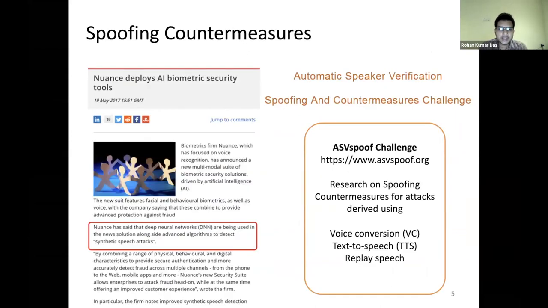In this regard, the research on spoofing countermeasures has gained attention across the last couple of years. Even some industries have deployed spoofing countermeasures along with their voice biometrics to enhance security against such attacks. Apart from that, the ASVspoof Challenge series also tries to promote research on countermeasures, especially on the attacks that are derived by voice conversion, text-to-speech, or replay attacks.